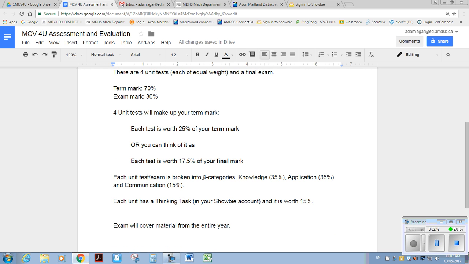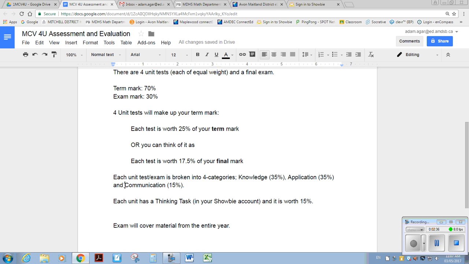Each unit test is broken into 4 categories. So there's a knowledge category. Those will be the first 2 or 3 pages on the test. It weighs in at 35%. Application will be the last 3 or 4 pages on a test. It's weighted as 35%. So knowledge and application are of equal weight.